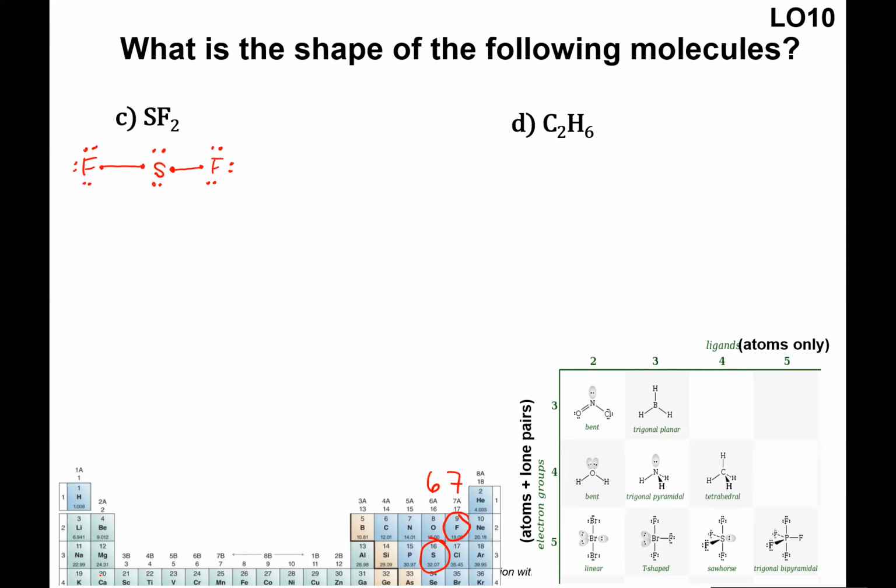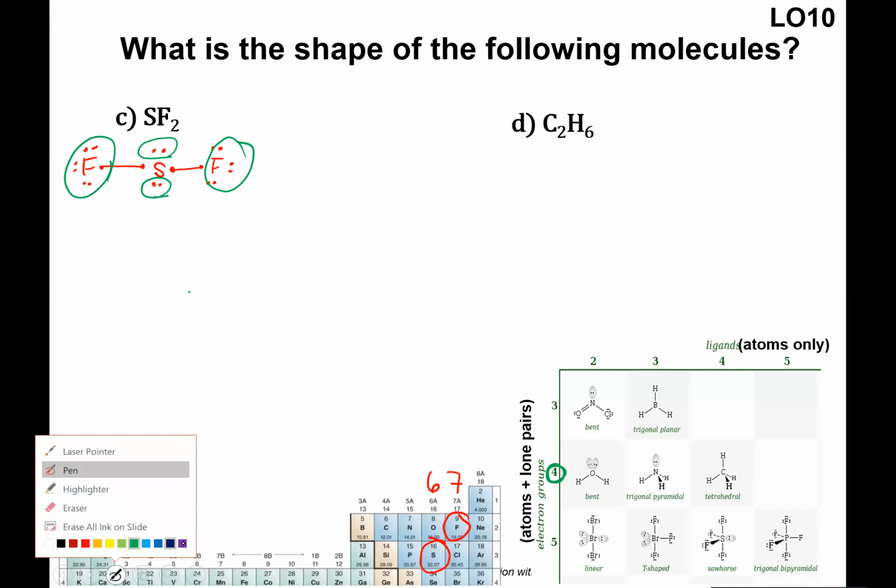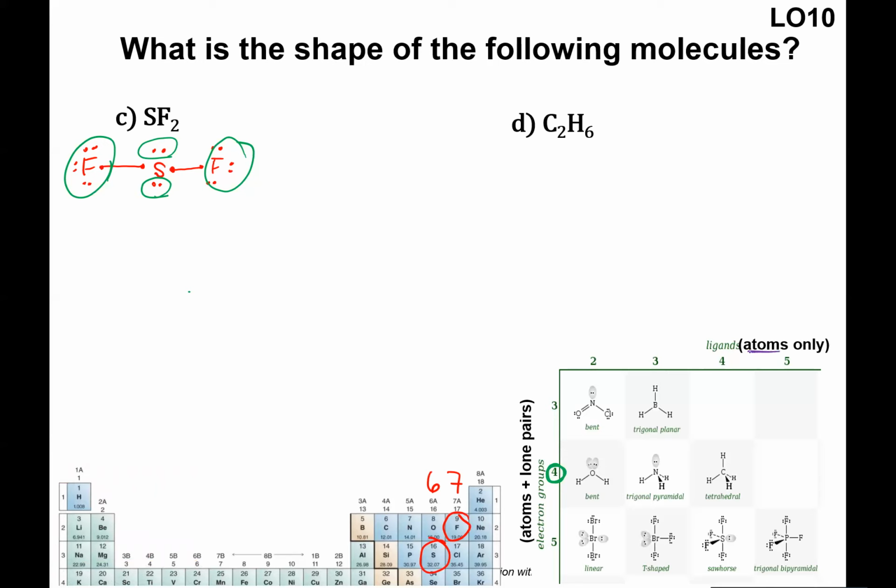Now let's determine the shape. Well, first I need to count the number of atoms and lone pairs around my central atom. So that would be 1, 2, 3, and 4. So I will be looking at this part of the table. Okay. Now I need to look at how many atoms are bonded. Right, so atoms here, that is going to be fluorine here, and this fluorine here. The lone pairs don't count. So that means I have 2 ligands or 2 atoms bonded to the central atom. So that means that we are looking at a bent shape.